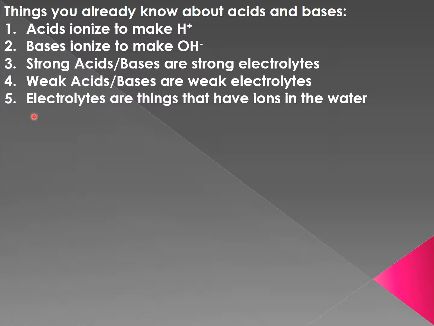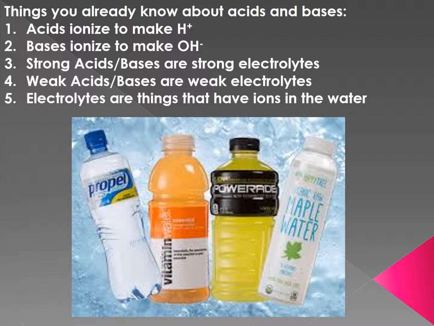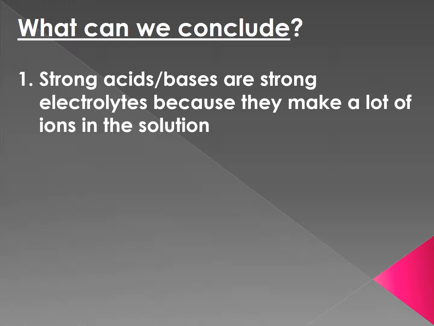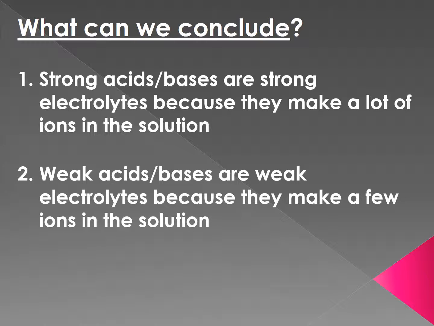Electrolytes are things that have ions in the water. So strong electrolytes have a lot of ions, weak electrolytes have only a few ions. But that doesn't have to do with the concentration. We're going to learn about that in this unit. So what can we conclude from what we already know? Strong acids and bases are also strong electrolytes because they make a lot of ions. Weak acids and bases are weak electrolytes because they make few ions in the solution.